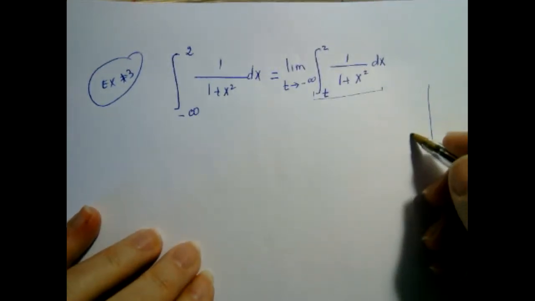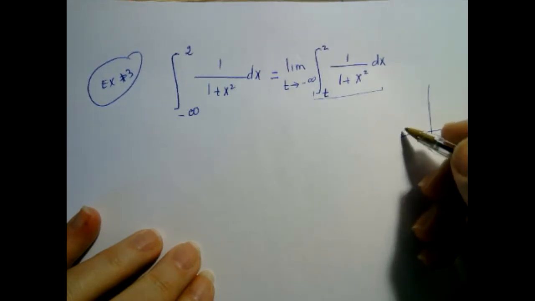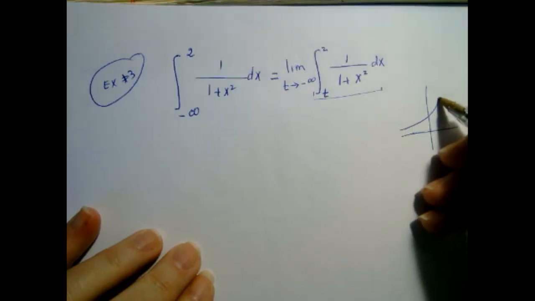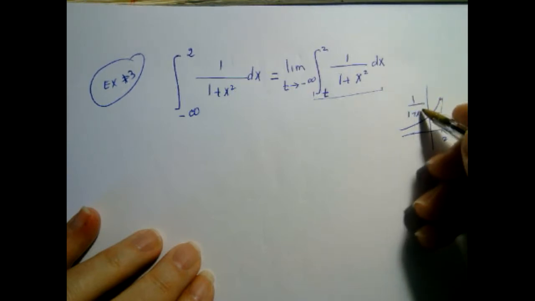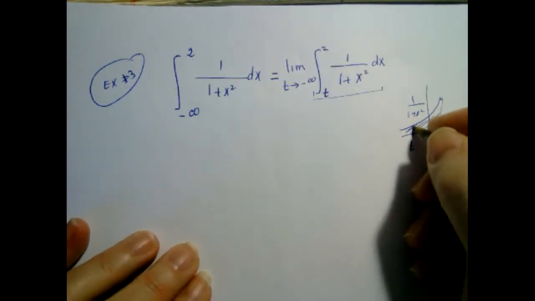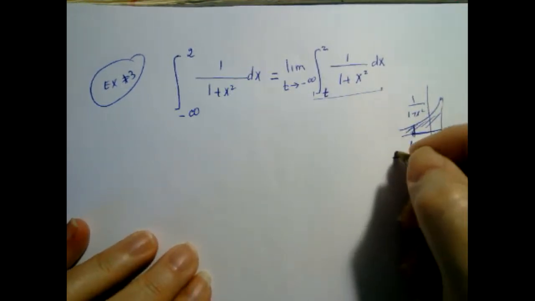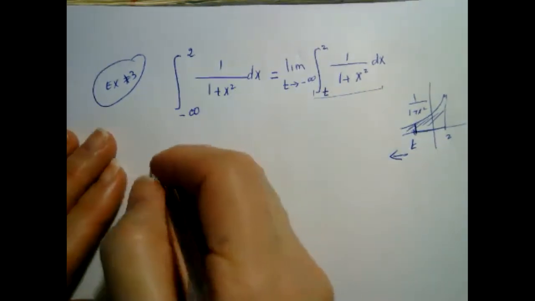So it's the same picture. 1 over 1 plus x squared is a function, it extends to minus infinity, and that's my 2. This is 1 over 1 plus x squared, and that's the area I am interested in. I evaluate it from t to 2, and then I let my t get more and more negative. All right, so now let's evaluate the limit.